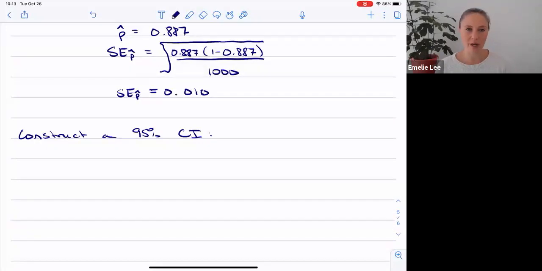Oh yeah, but a proportion is a binomial, right? Because a binomial is success failure, and a p hat is the proportion of successes, so they're the same. What type of problem we're dealing with kind of changes things, but the ideas are exactly the same. So construct a 95% confidence interval.